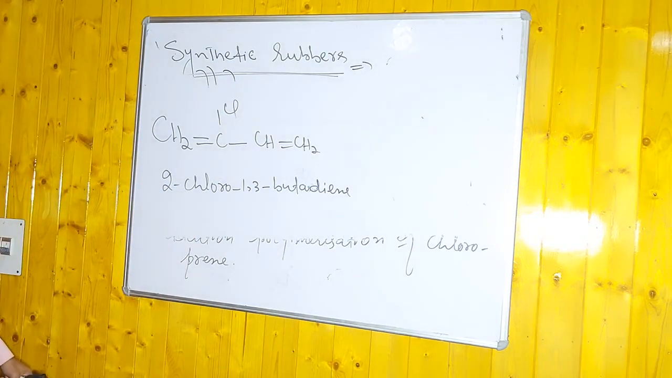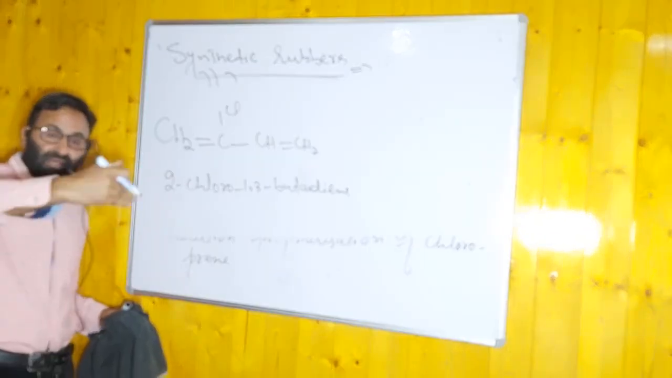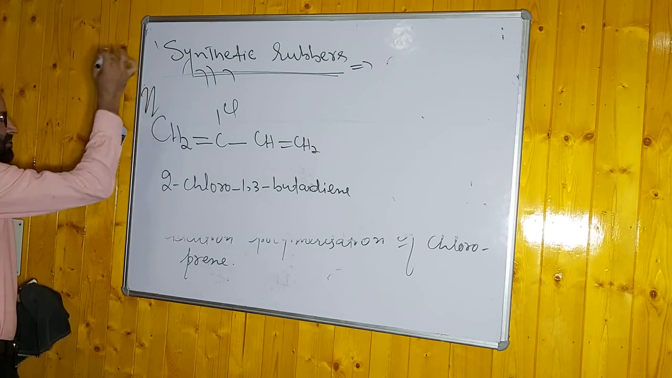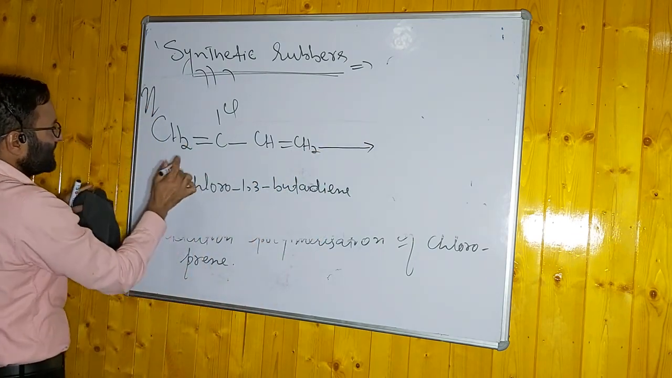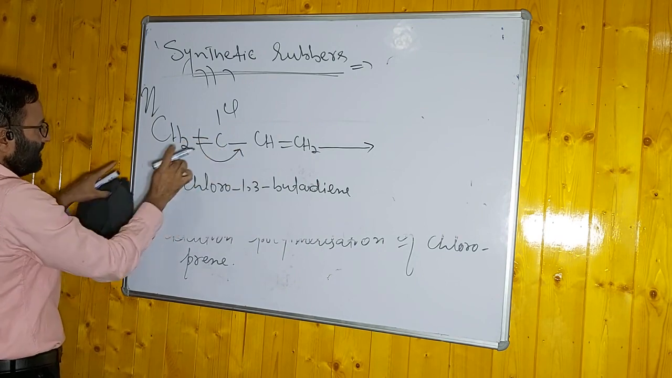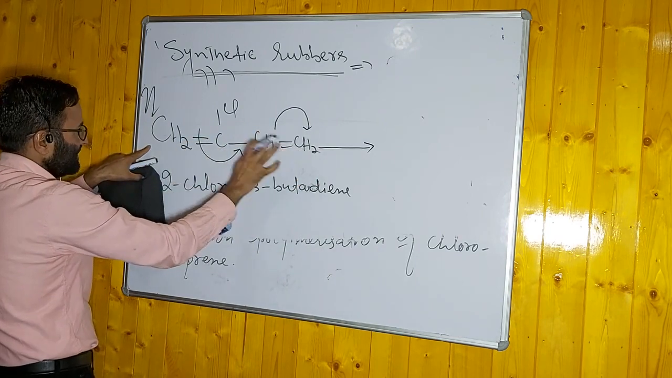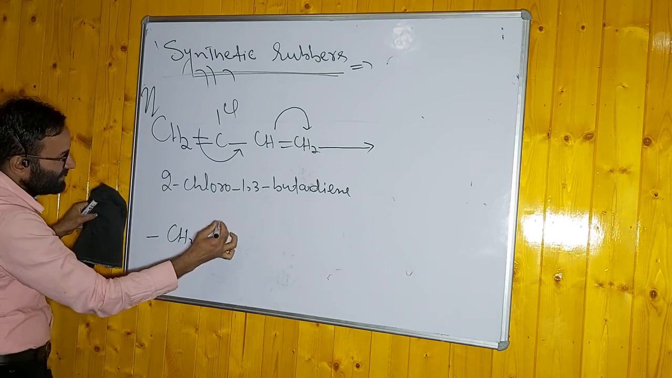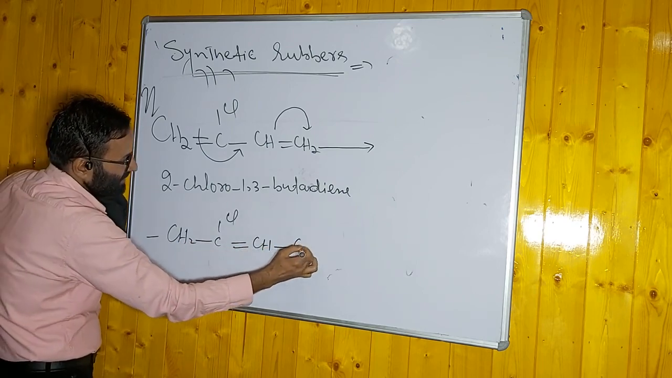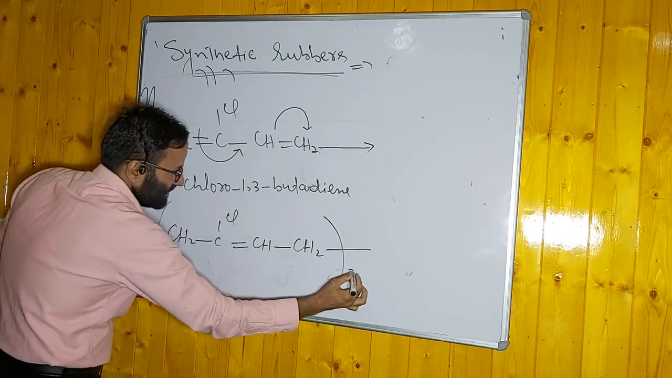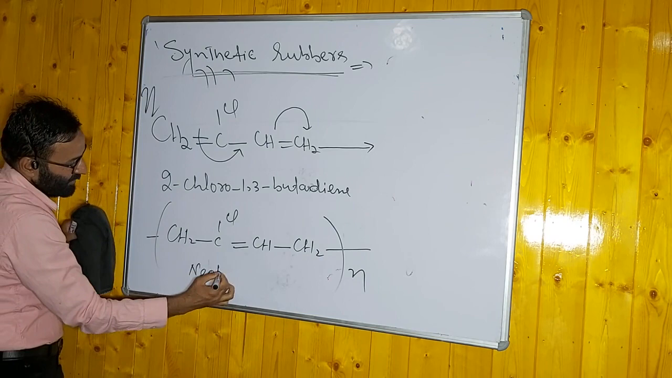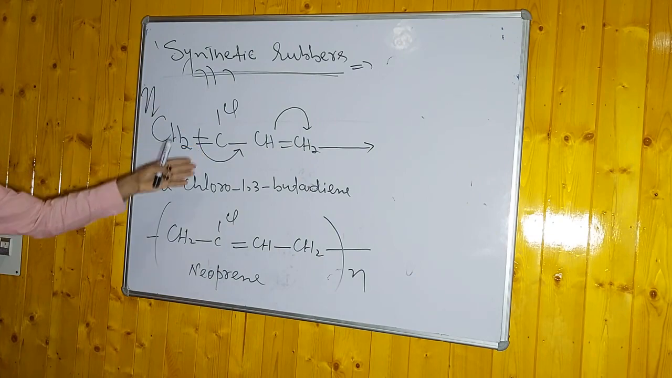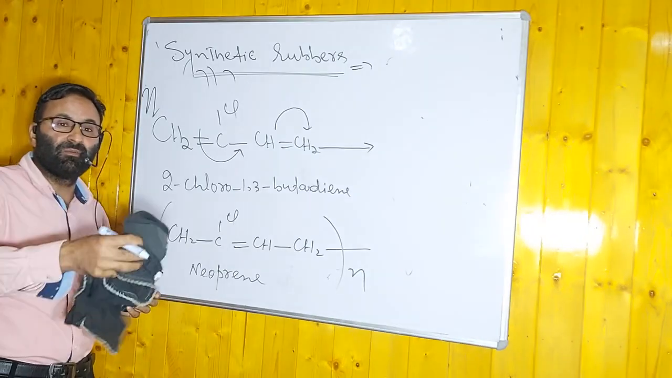I have already mentioned that synthetic rubbers are derivatives of butadiene. When you bring it to polymerization, what happens? The bond shifts, and valence is created at this carbon and at this carbon. You will have CH2, CCl, double bond, CH, CH2. This is neoprene. When you polymerize chloroprene, you get neoprene. You can also mention its properties and uses from the textbook.